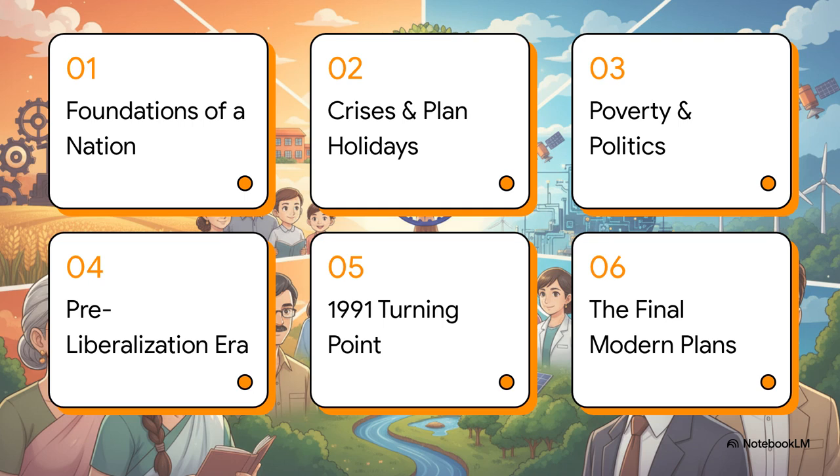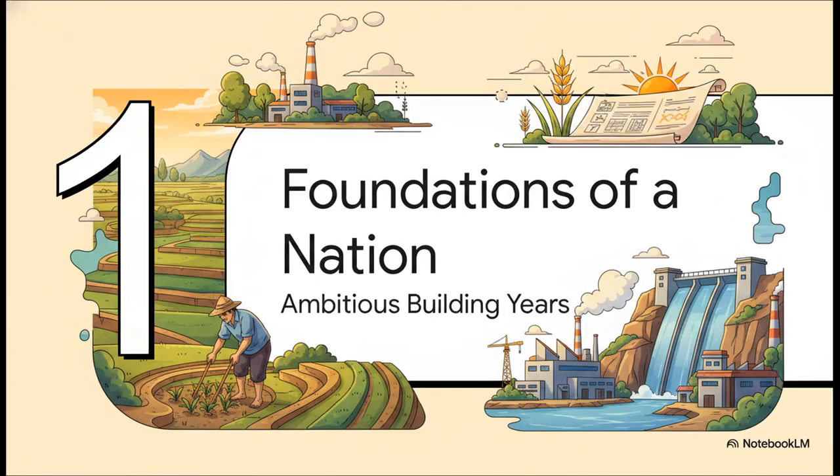1. Foundations of a nation. 2. Crises and plan holidays. 3. Poverty and political shifts. 4. The pre-liberalization era. 5. The 1991 turning point. And finally, 6. The final modern plans.